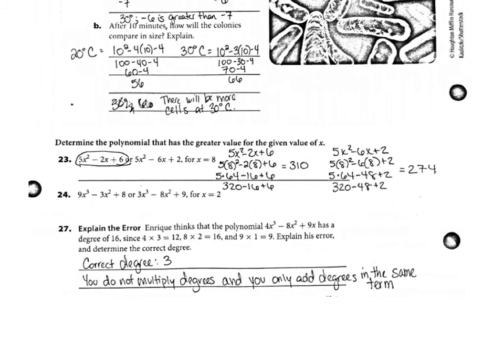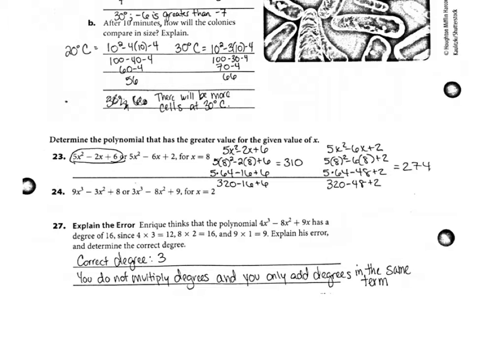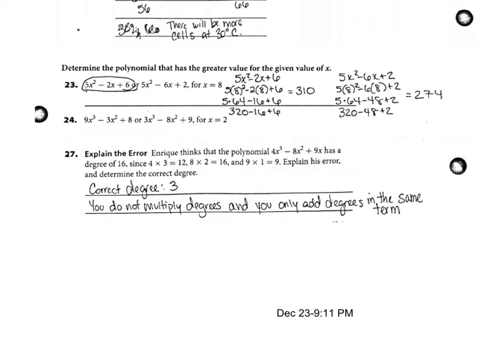Number 23, you were comparing the polynomials and which one would have a greater value at 8. And that was the first one, the one that I've circled there, because its value was 310 instead of the 274. Number 27, the error was the correct degree was 3. You don't multiply degrees, you add them, but you can only add them within the same term. So there wouldn't be any addition here because this has a degree of 3, this one has a degree of 2, this one has a degree of 1, and since they're all separated, you don't add those exponents together. When you're done checking, you need to turn in the workbook to section 14.2.